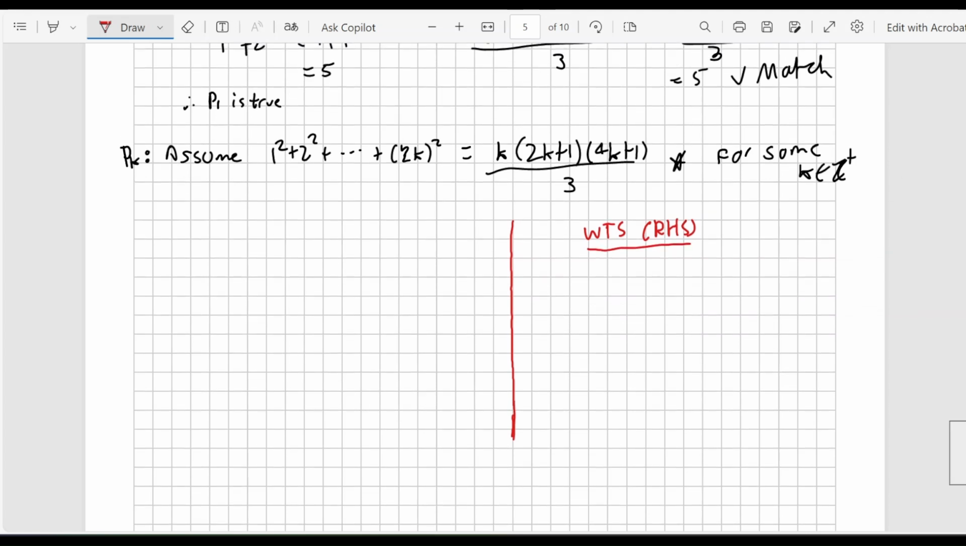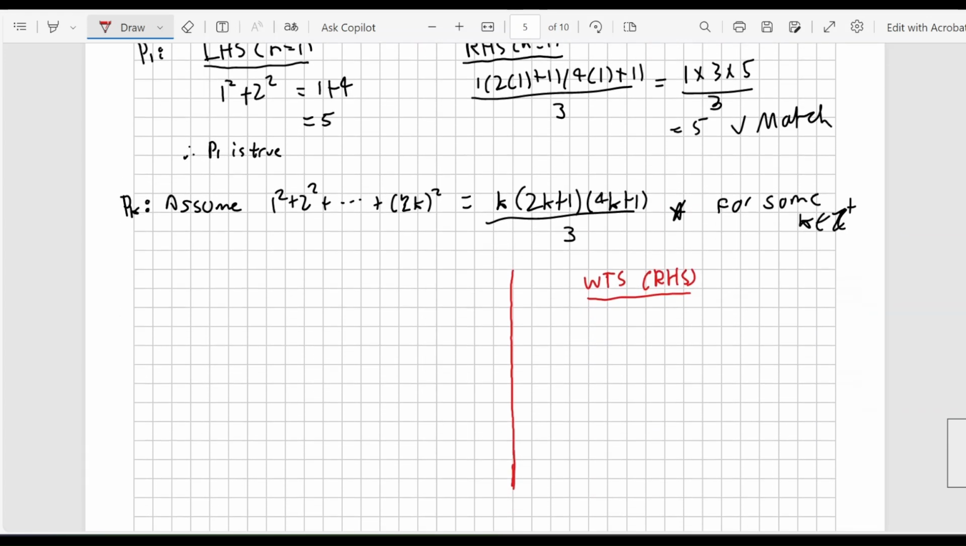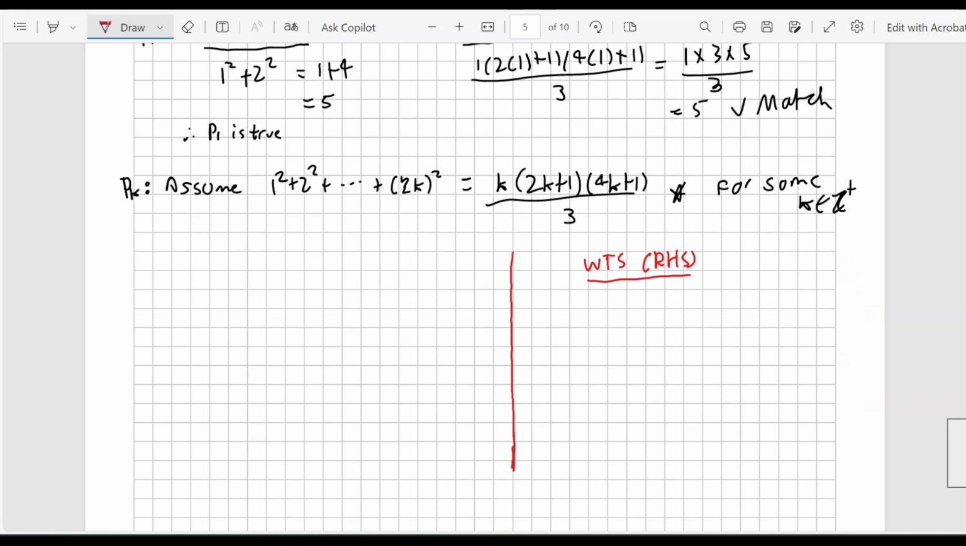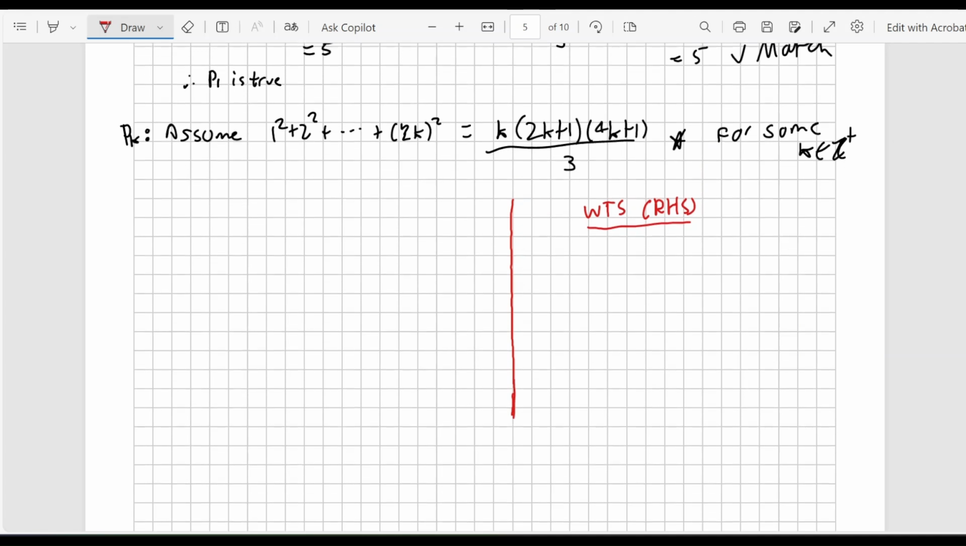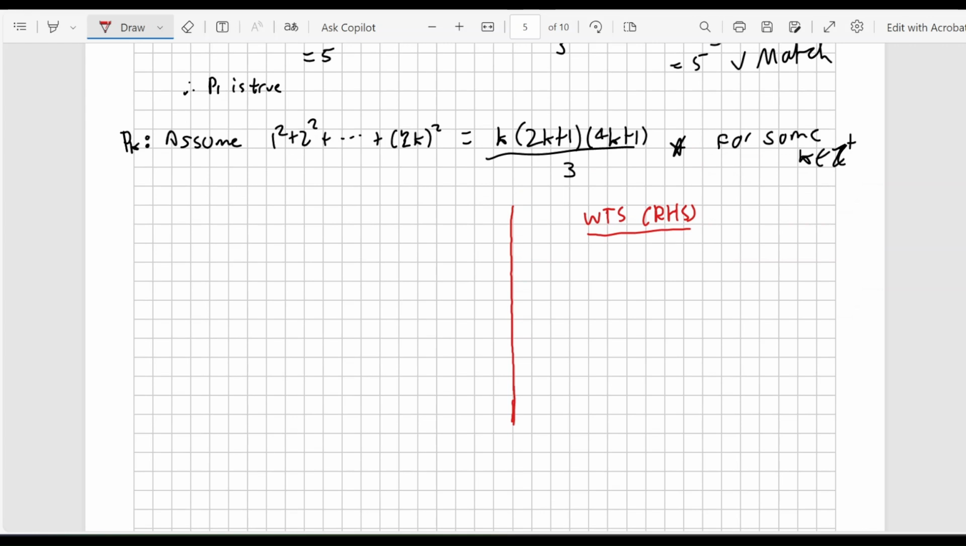Unfortunately, I've never managed to do this induction by factorizing, so I use something called the sledgehammer method on this induction. It's where you expand out both the left-hand side and the right-hand side, and you show the expanded versions are equal. That takes a little bit longer, but it is always a backup plan if you can't get the factorization to work. So the one to show on the right-hand side is going to be k plus 1, 2 lots of k plus 1, and 4 lots of k plus 1, all over 3.